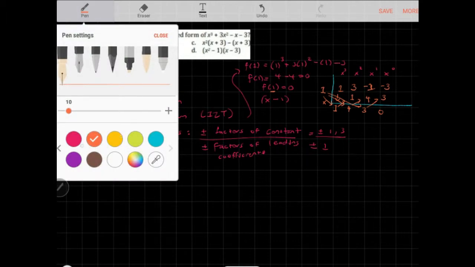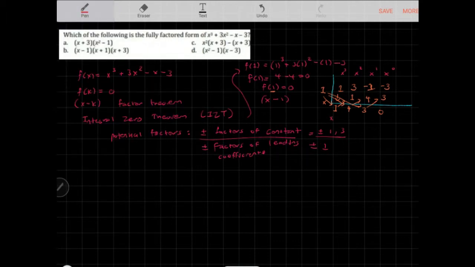So the values here are the coefficients for x squared, x to the power 1, and x to the power 0, and this is your remainder. Now what you want to do is look at your quotient. Your quotient here is x squared plus 4x plus 3. You can notice that your quotient is a quadratic, and as a quadratic, that's factorable. So right now, this is what you have in factored form: the product of your dividend, x cubed plus 3x squared minus x minus 3. You can actually factor this further.